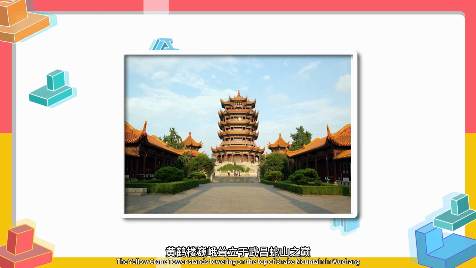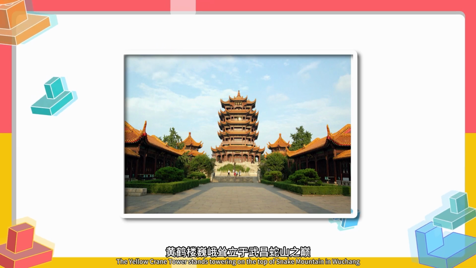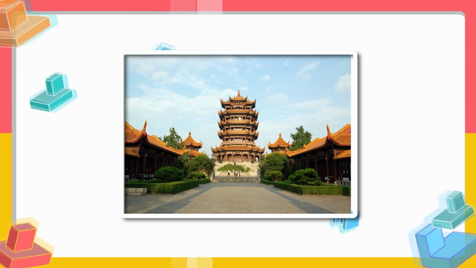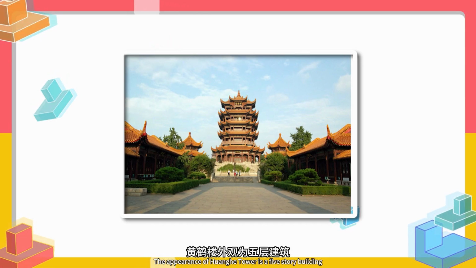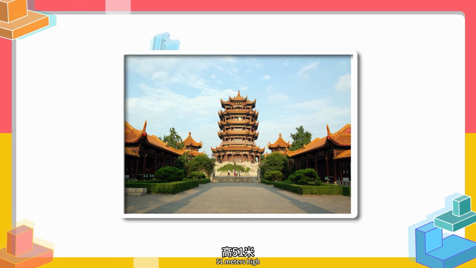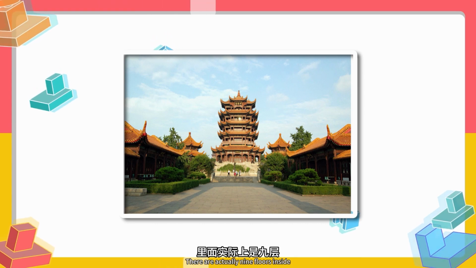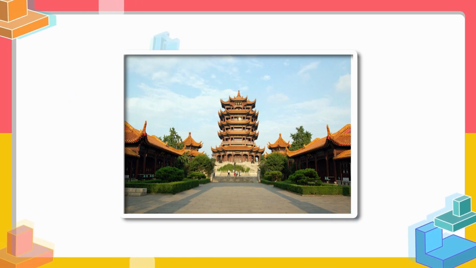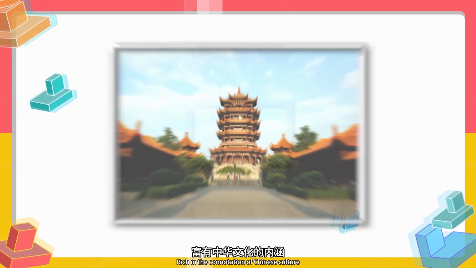The Yellow Crane Tower stands towering on the top of Snake Mountain in Wuchang, known as a peerless sight in the world. The appearance of the Yellow Crane Tower is a 5-story building, 51 meters high. There are actually 9 floors inside. Its complex structure is rich in the connotation of Chinese culture.